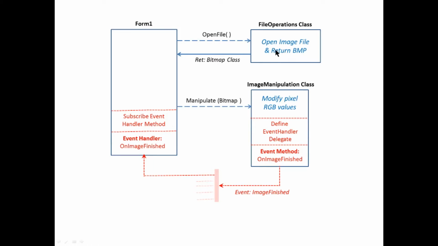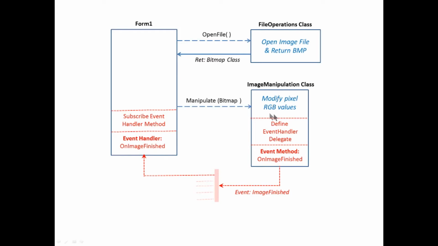It will load it into a bitmap in the .NET bitmap class, and that is basically an array of pixels. It converts that image into an array of pixels, each with a red, green, and blue value, and also a transparency. And it will give me this bitmap in my main application. It will return that. And then once I've got that, I can send that bitmap into the image manipulation class. And I will pass it as a parameter into the manipulate method inside this class.